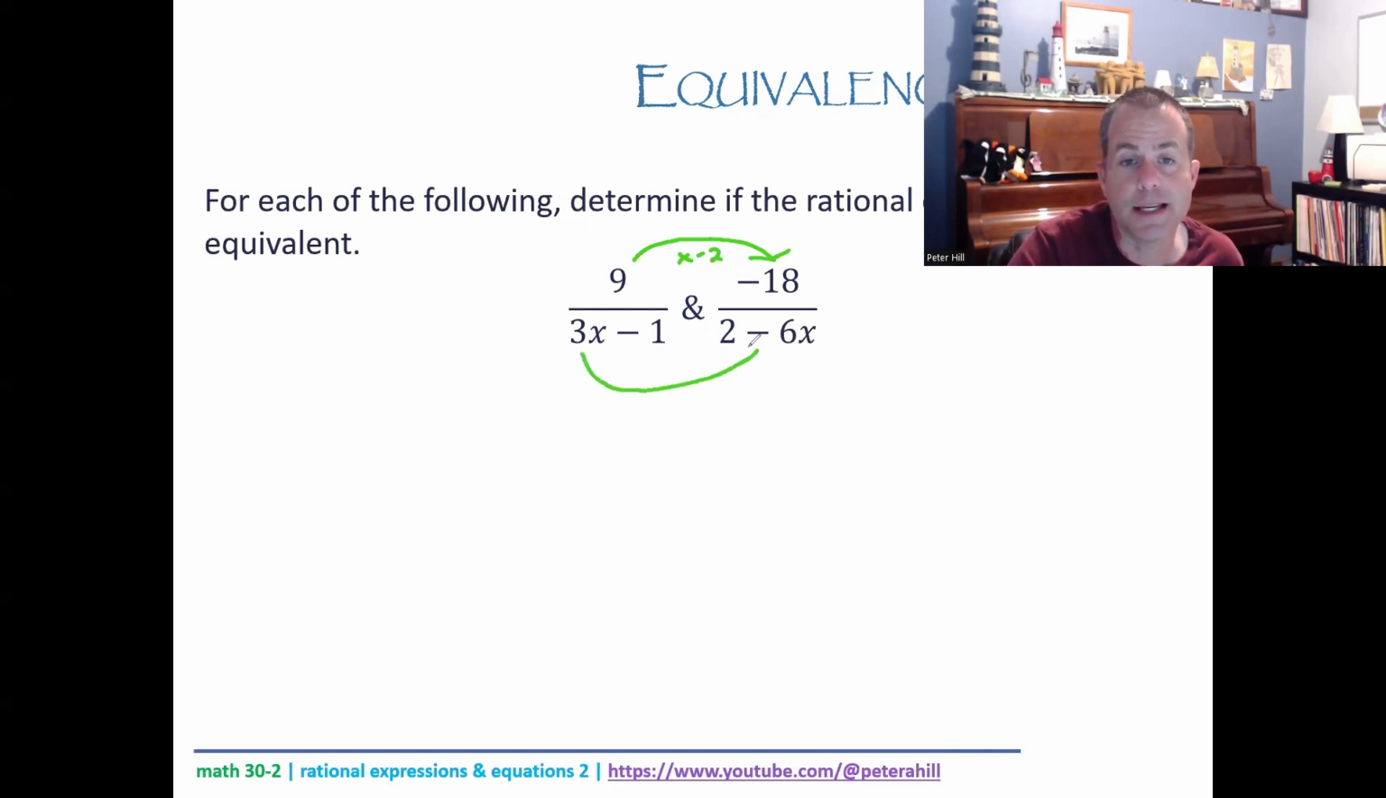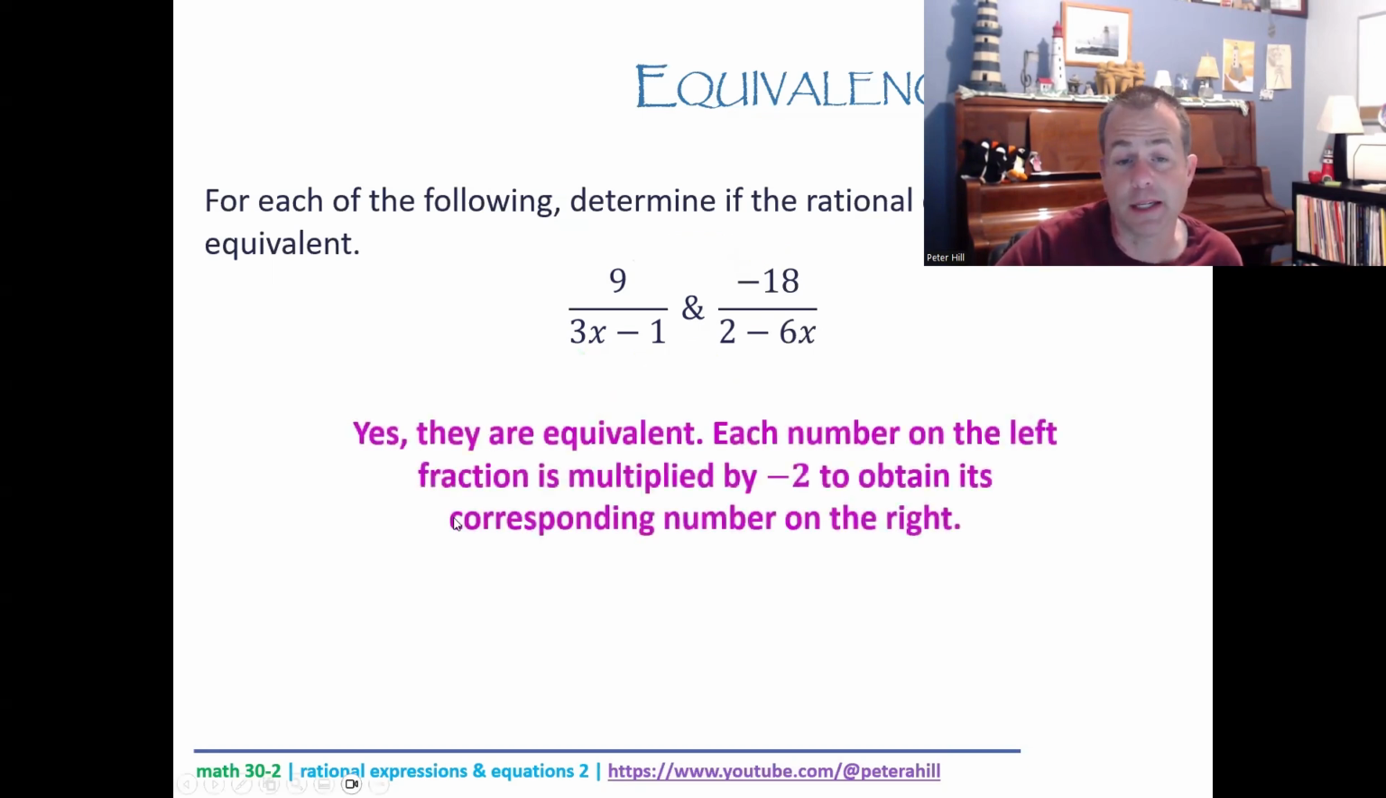3x times -2 gives me -6x, so that's okay. And -1 times -2 gives me +2. So yes, these are equivalent to each other. Remember, equivalent just means they're the same thing, the same sort of picture. So yes, they are equivalent. Each number on the left fraction is multiplied by -2 to obtain its corresponding number on the right fraction.